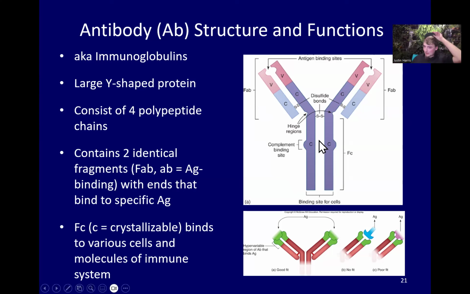So then you have 2 different regions of the antibody. You can think about it in a few different ways, but right now in 2 regions, where you have the Fab and then you have the Fc. The Fab is the fragment antigen binding, or antigen binding fragment, and that's because your antigen binds up here. Then you have the Fc, which is your crystallizable fragment.